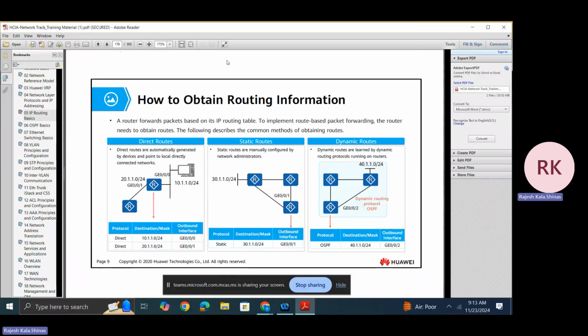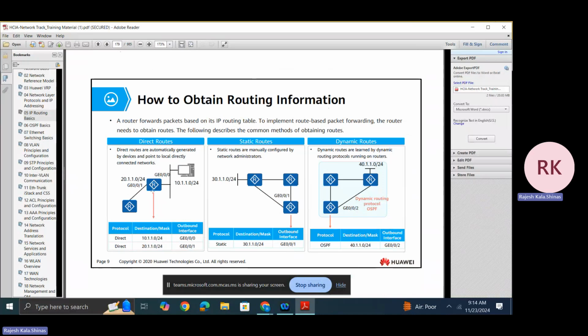There are different methods of obtaining route information. First is the direct route. A direct route is automatically generated by the device and points to a locally directly connected network.